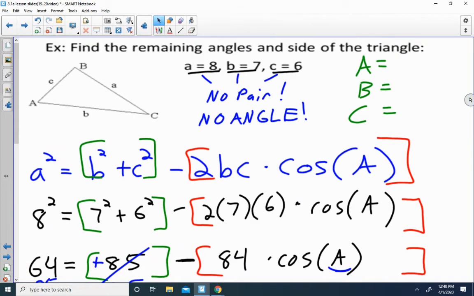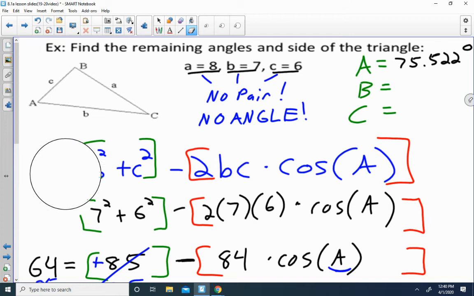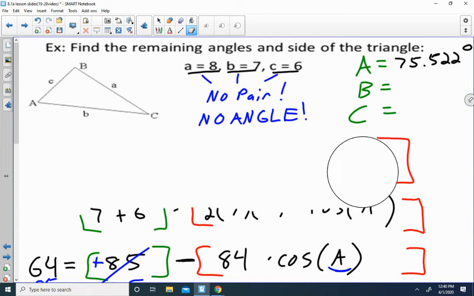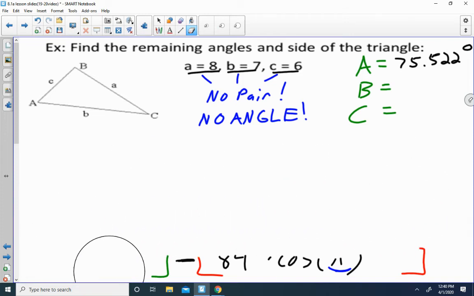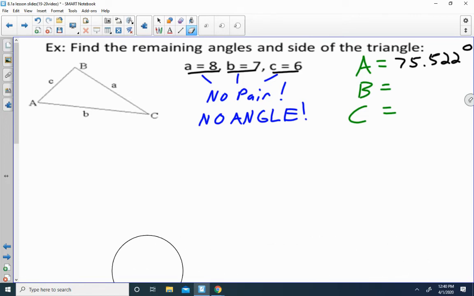So let's go ahead and write that up here. Big A is 75.522. Done. Whew, that was a bit of work. Well, cosine, it doesn't mess around. You got to be diligent. You got to be slow. You got to make sure you don't make mistakes. Do your math correctly.